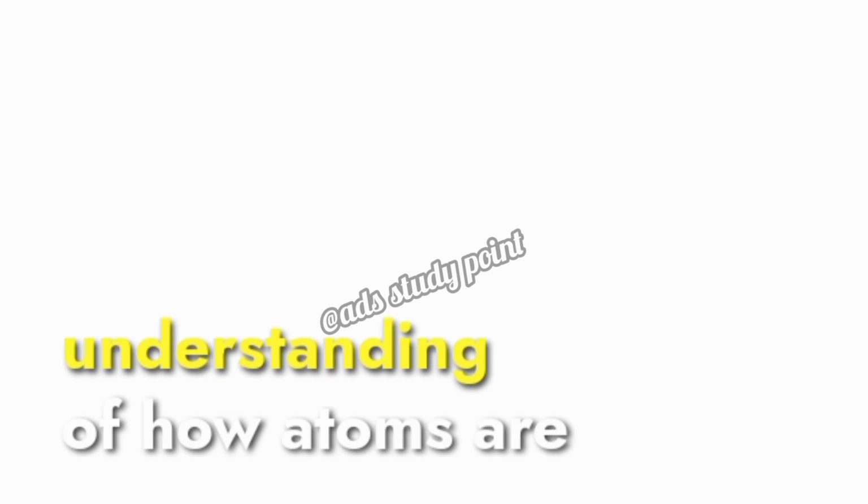And finally, each electron has a spin, either up or down, and no 2 electrons in an atom can have the same spin. Phew! That was a lot to take in, but understanding the quantum mechanical model of the atom is like unlocking a whole new level of chemistry. It provides us with a deeper understanding of how atoms are structured and how electrons behave within them.